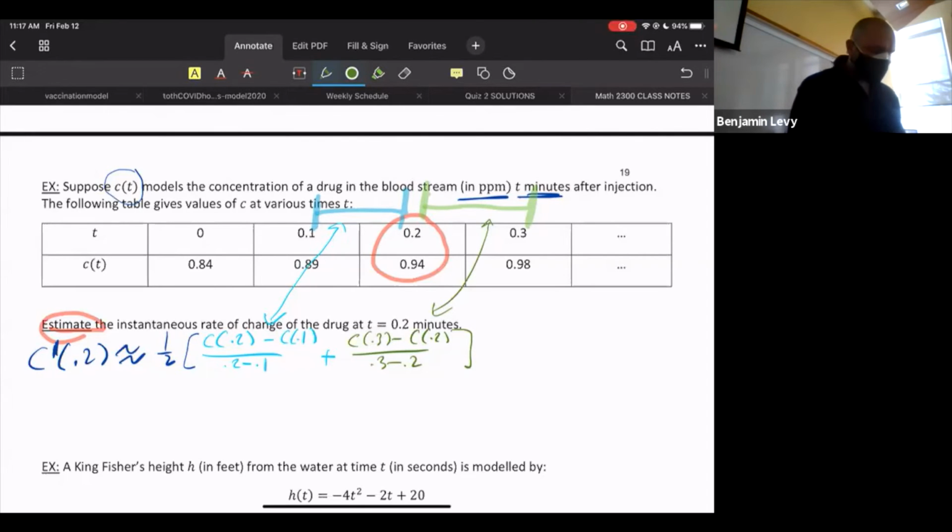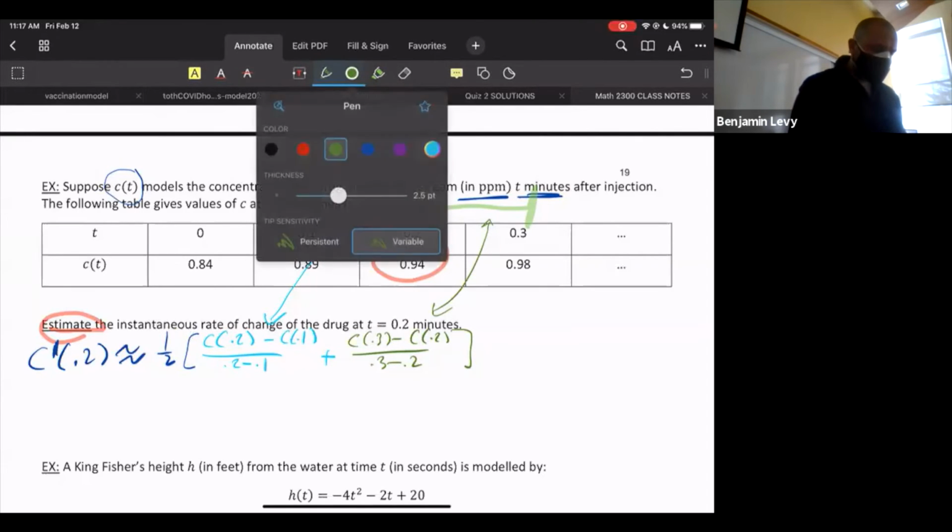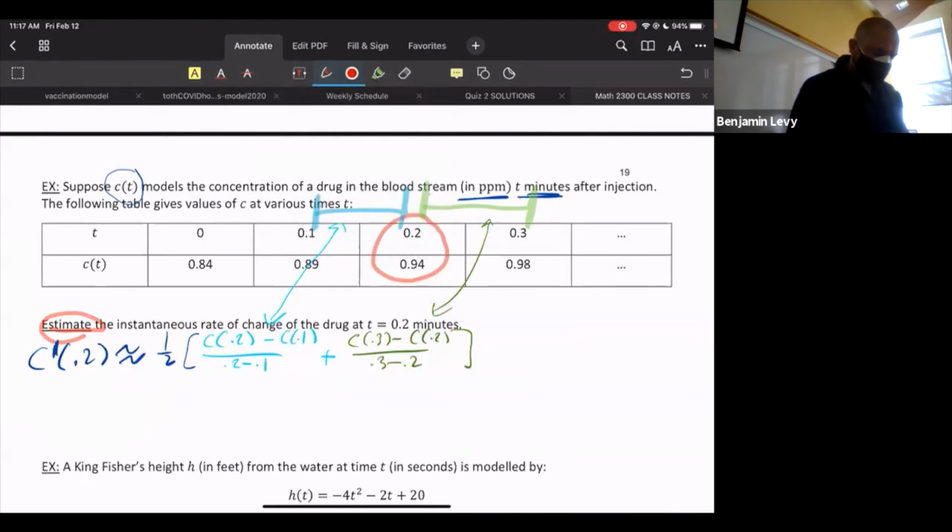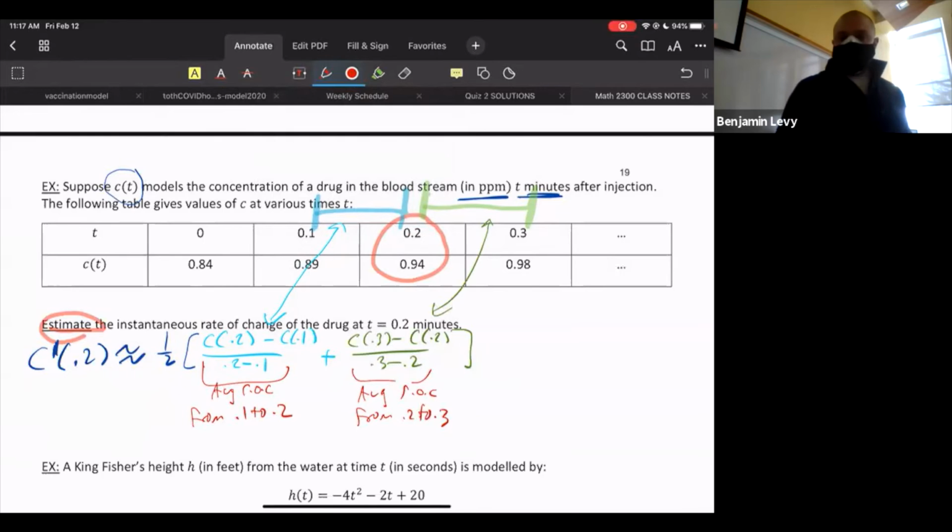Maybe I'll just make another quick note in case this isn't clear, in case someone's lost but doesn't want to say anything. This is the average rate of change from 0.1 to 0.2. And this from 0.2 to 0.3. Anything? Seems okay?